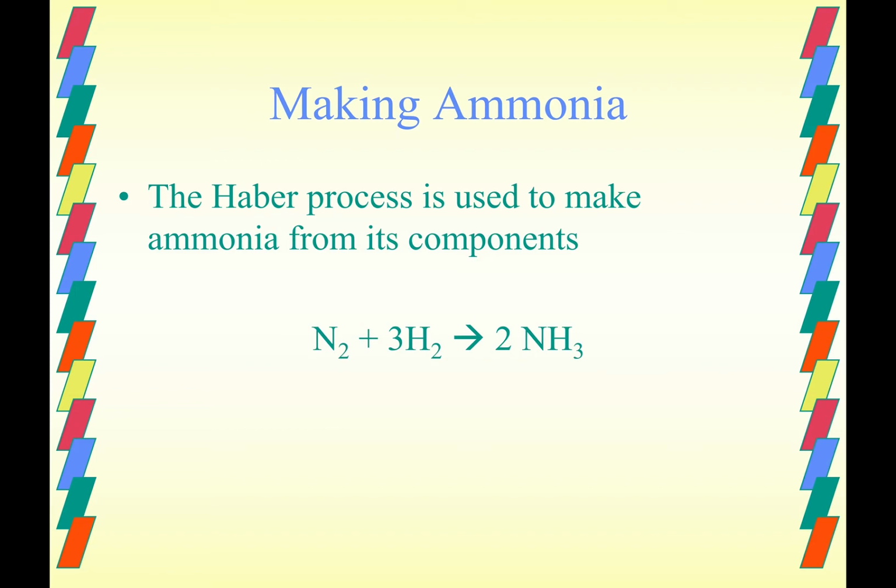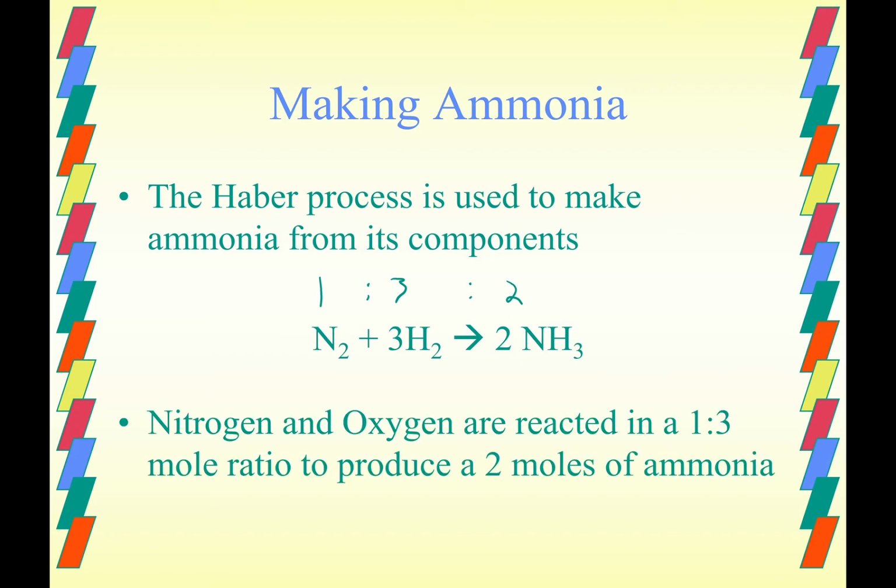Specifically, 1 mole of nitrogen reacting with 3 moles of hydrogen to yield 2 moles of ammonia. This is essentially our recipe to make ammonia. And the key here is the ratio, the 1:3:2 ratio to make the ammonia. And this is what we want to preserve when we apply any different types of changes that we're going to apply to this reaction.